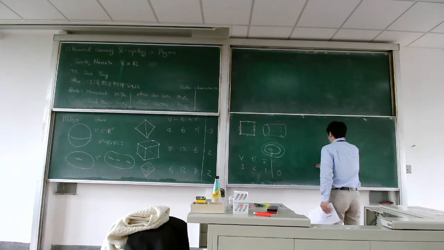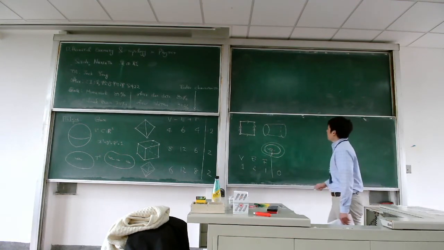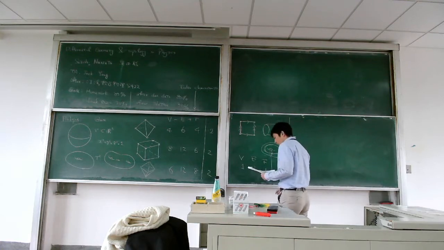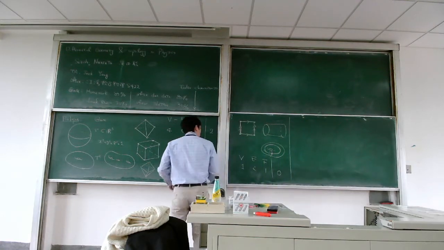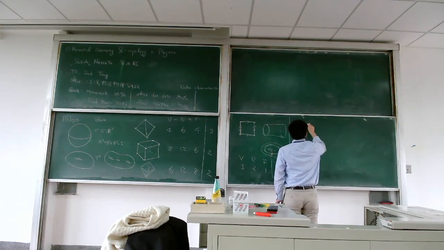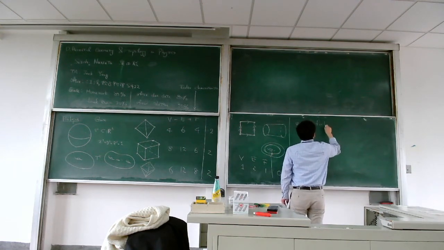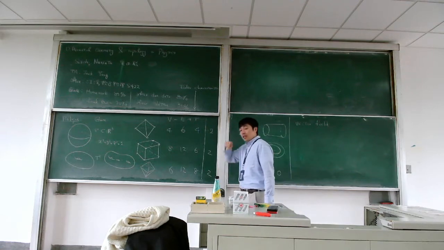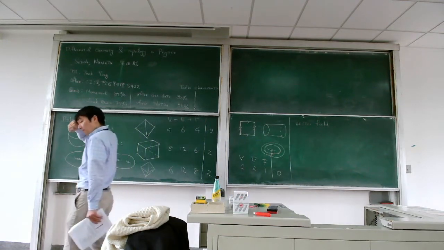So another way to obtain the order characteristic is so-called, you just introduce a so-called vector field on the surface. So vector field. I'm sure you're so familiar with vector fields.